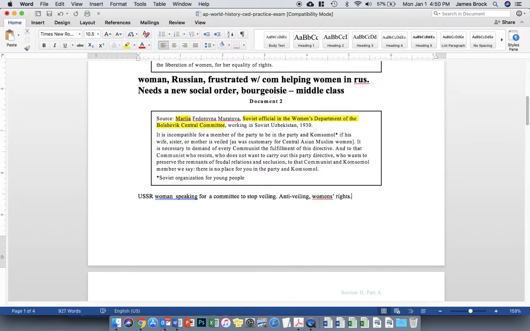This also reminds me of anti-veiling currently in Europe, and veiling in Mesopotamia, where women were viewed as protected by husbands if veiled. Okay, why am I putting all this random stuff in here?